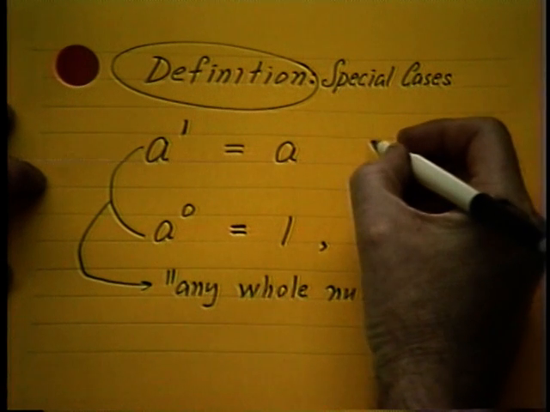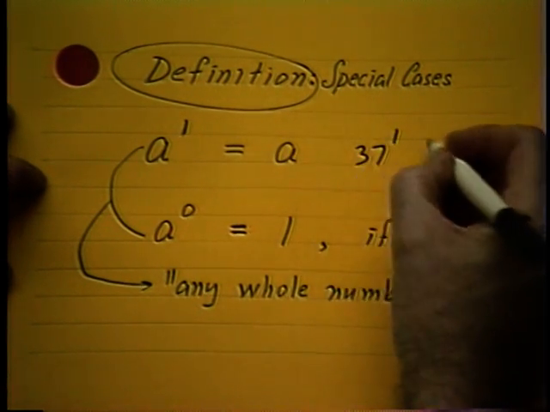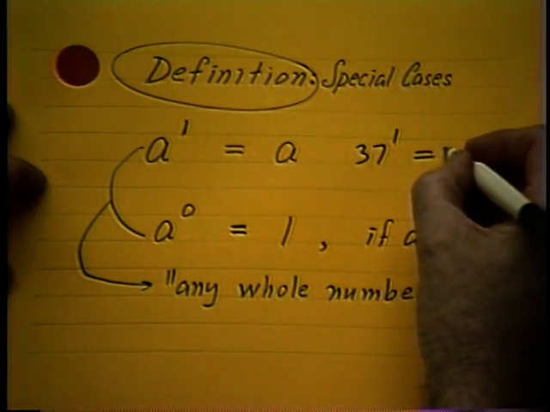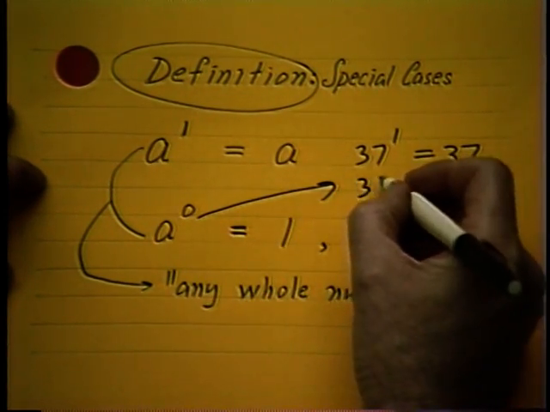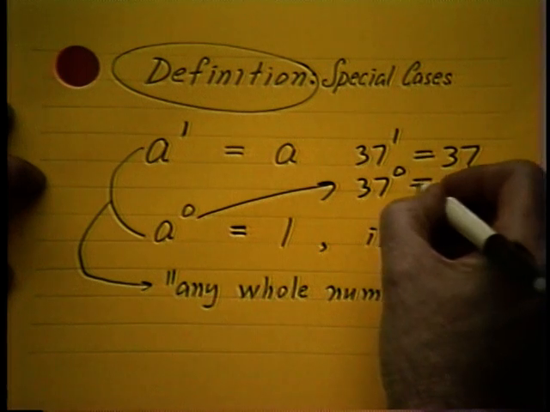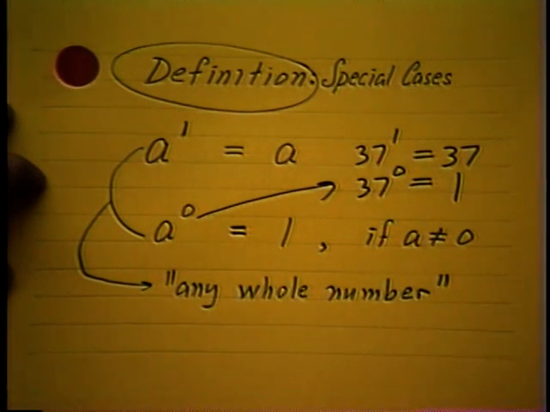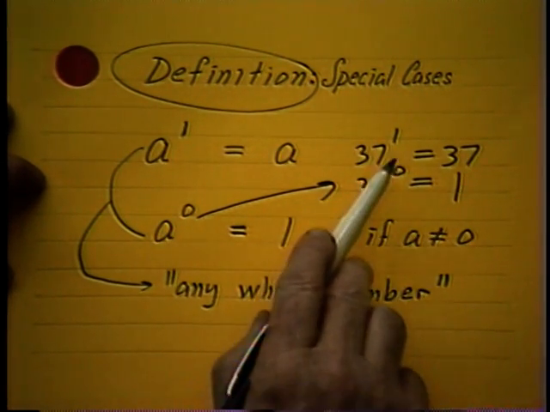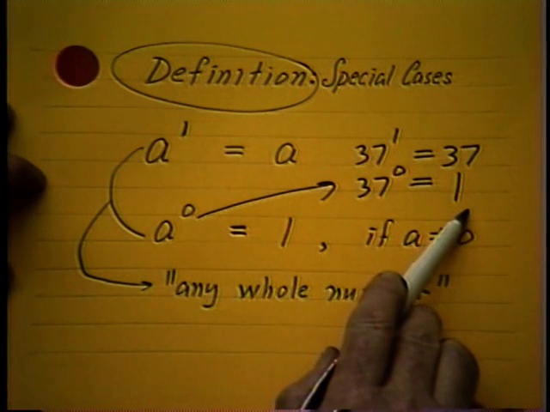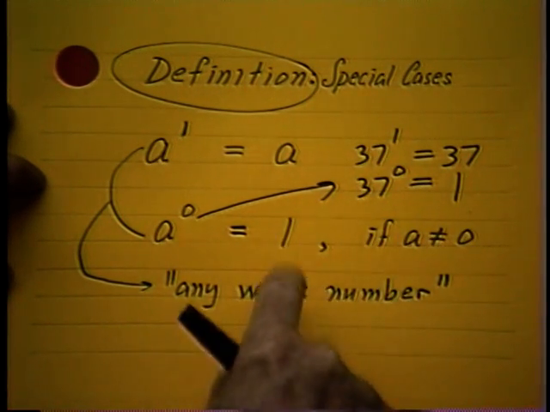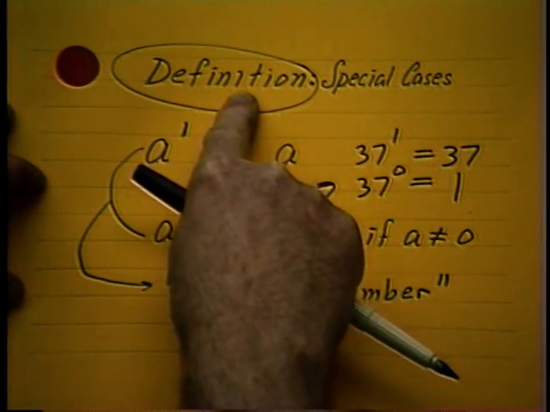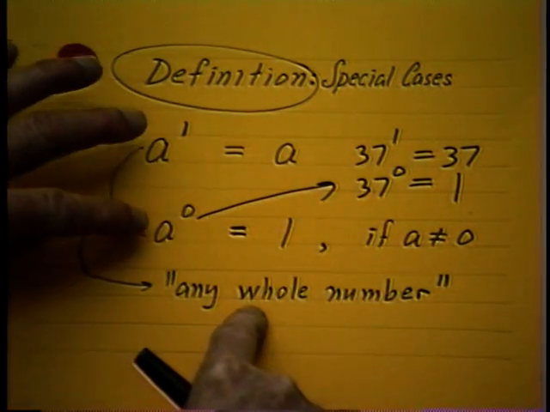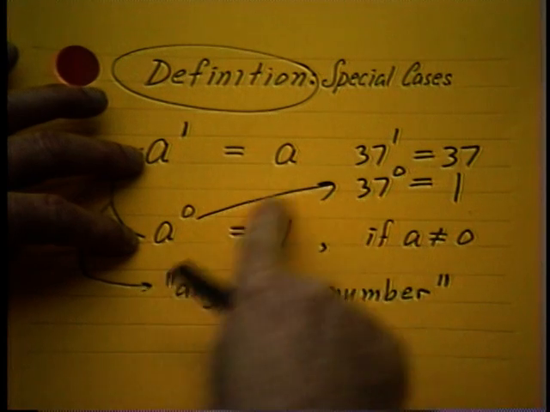But this says if I have something like 37 to the first power, that's simply 37. This says if I had 37 to the 0 power, that's 1. Anything to the 0 power is 1. That's simply a rule of the game that's made up. That's what we call a definition. Don't look for the logic at this point. It's simply a rule. Remember it.